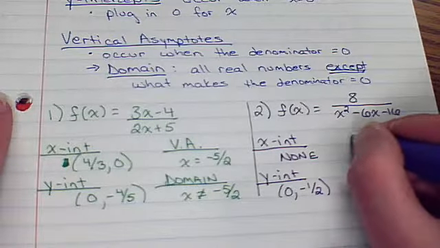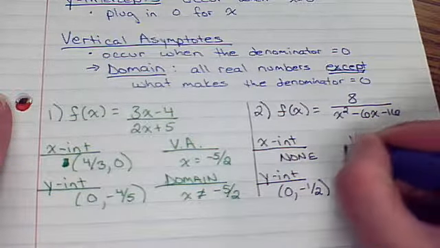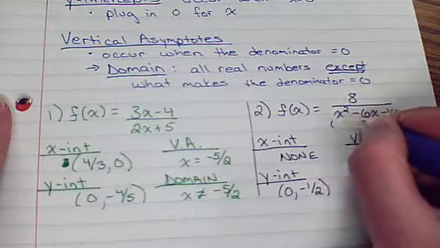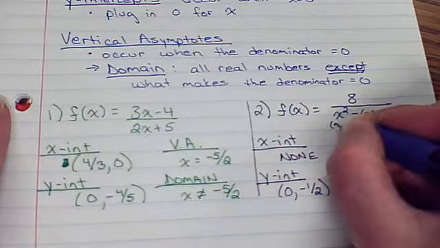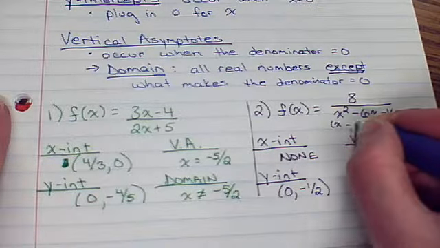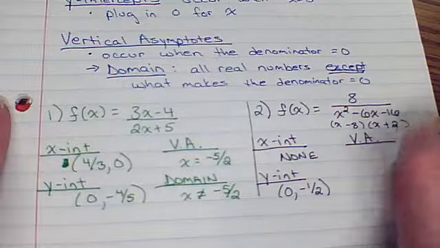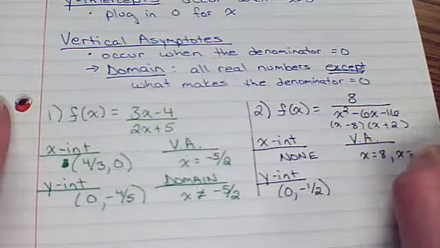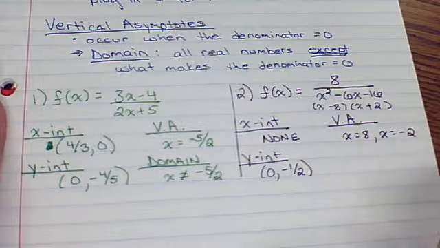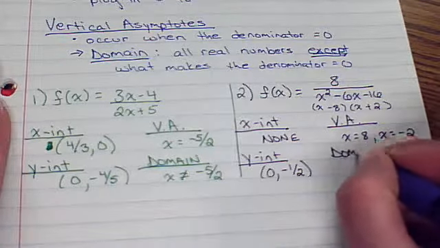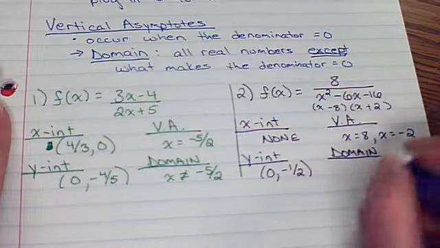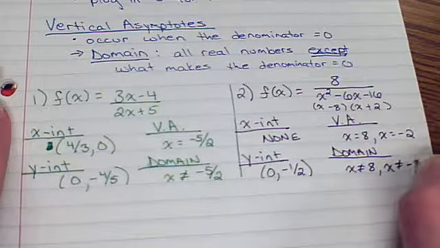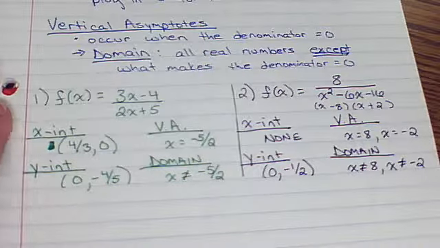Vertical asymptote. The vertical asymptote occurs when the denominator equals 0. Oh gosh, it might be helpful to factor that. I'd get x and x, negative 8, and a positive 2. So my vertical asymptotes would be x equals 8 and x equals negative 2. Remember, those are two vertical lines. That means my domain is going to be x is not 8 and x is not negative 2. Easy.